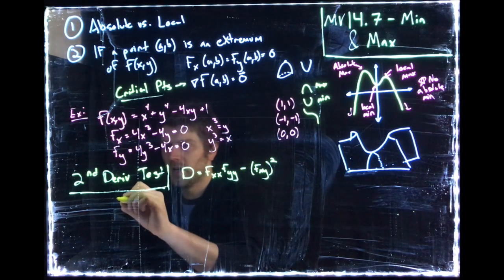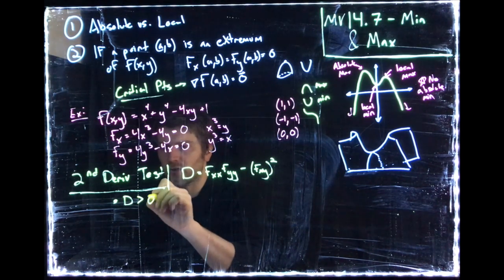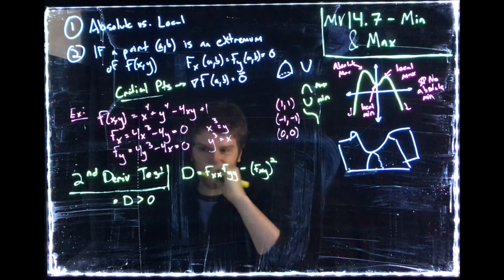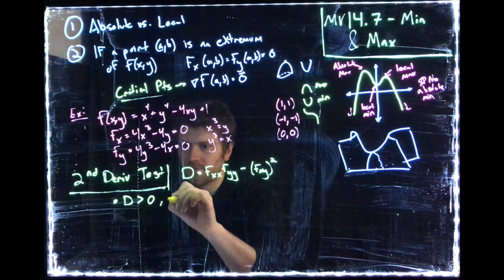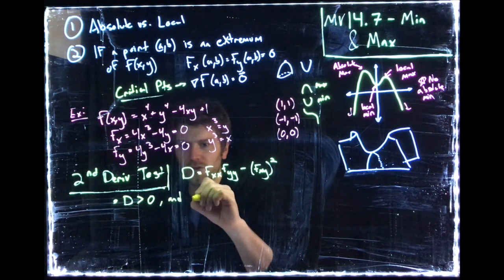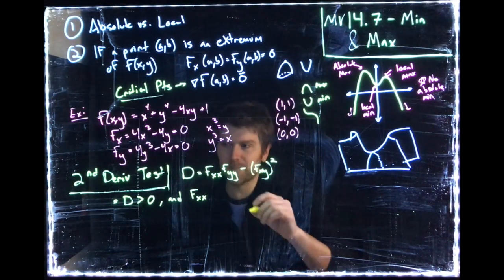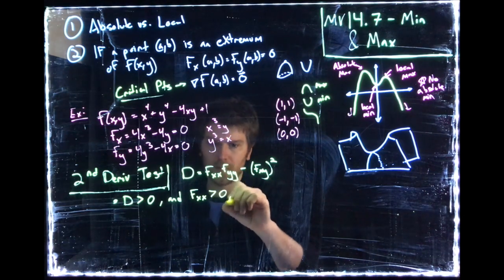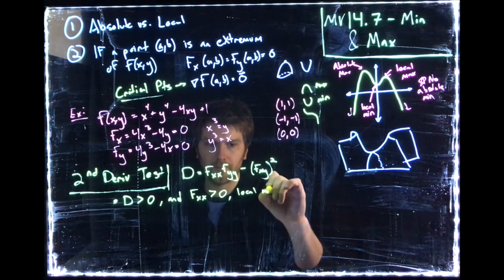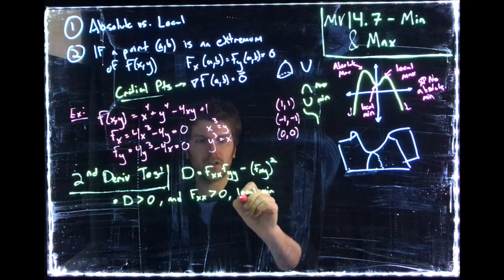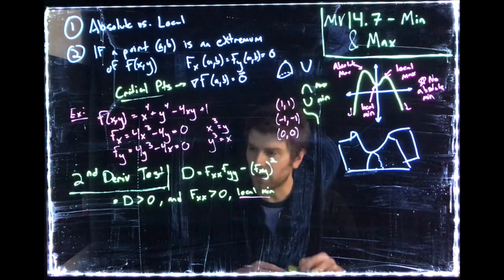Either your discriminant is positive. If your discriminant is positive, then you have another decision to make. If the discriminant is positive and your second derivative, fxx, or it could be fyy, it doesn't have to be fxx, is positive, then what you have is a local minimum. And notice, again, our second derivative being positive is the same as we had before.